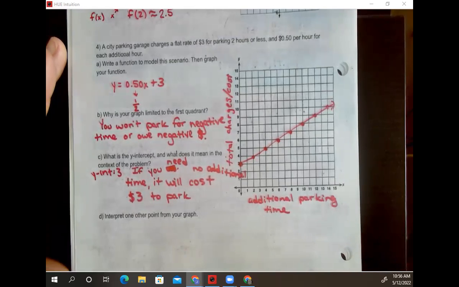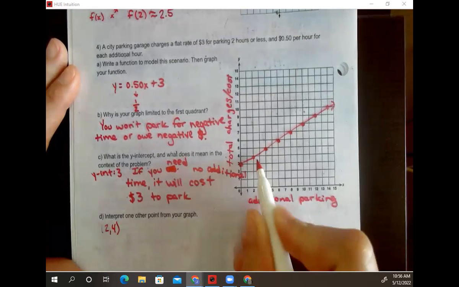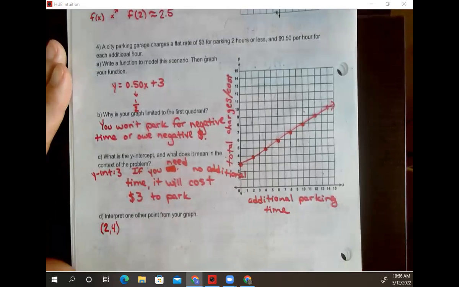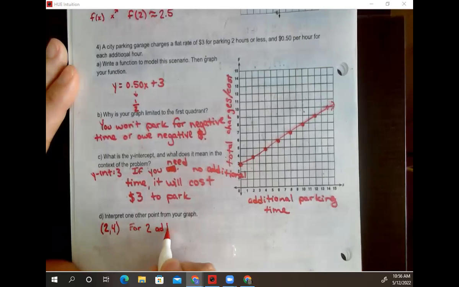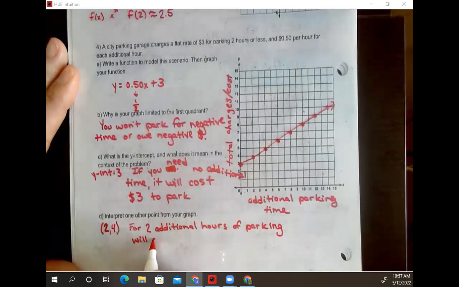Somebody tell me what point you picked. You picked the point 2, 4. 2, 4, that's on my graph. What does this point mean? There you go. 2 additional hours of parking will cost, you said a total of $4. Good.